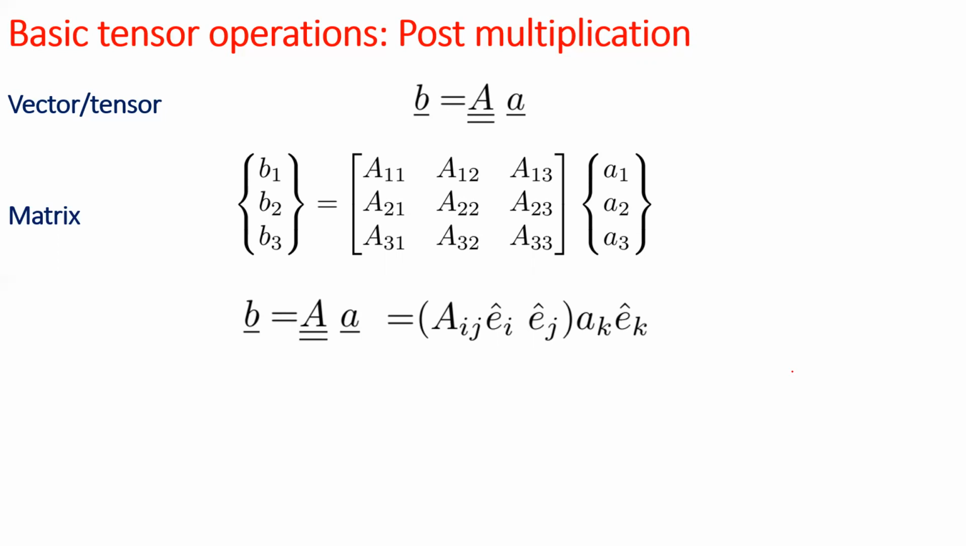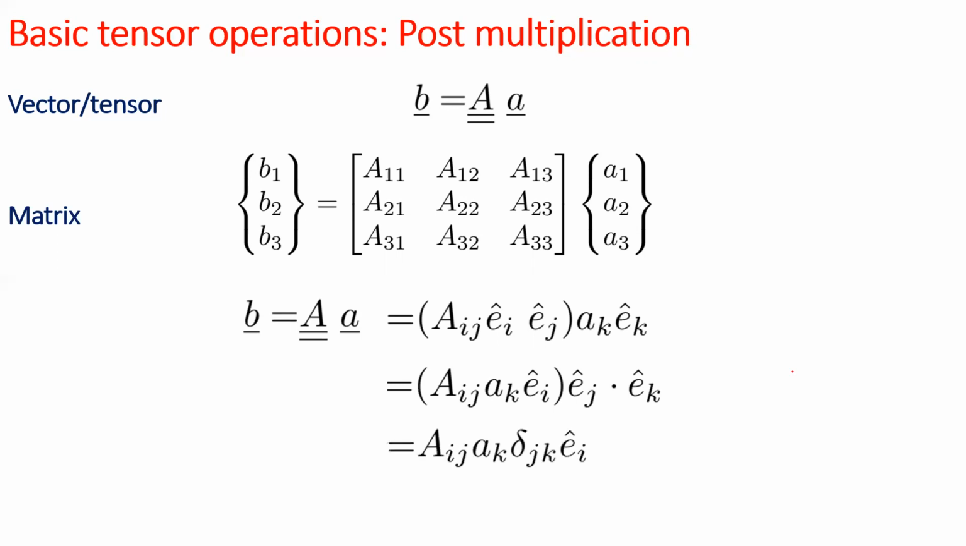And Aij and ak are scalars, so I'll group them together. And eiej times ek, that's basically the dyadic product. And hence I can simplify this as ej dot ek. That's how we define the dyadic product. And ej dot ek is nothing but delta jk, which is a scalar, right? So far good. And delta jk is a Kronecker delta, and this will survive only when j equals k. And since I have Aij, I will simply make ak as aj, right?